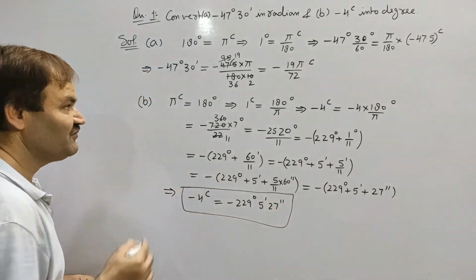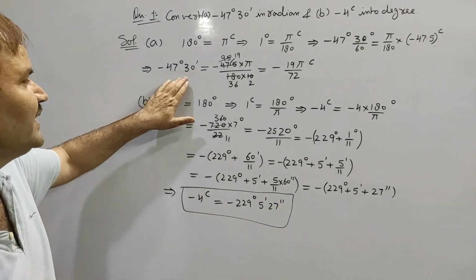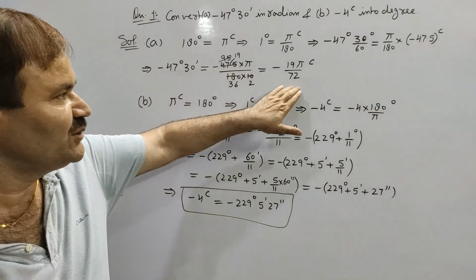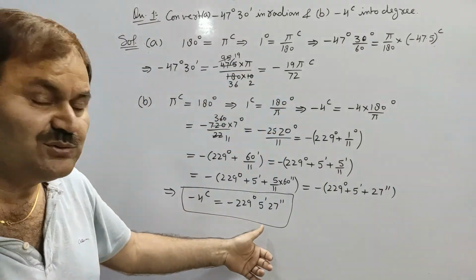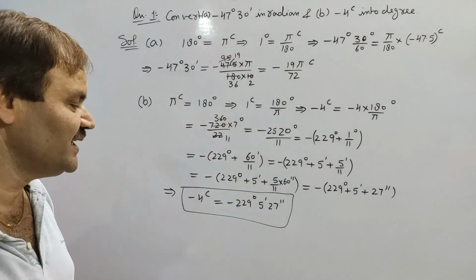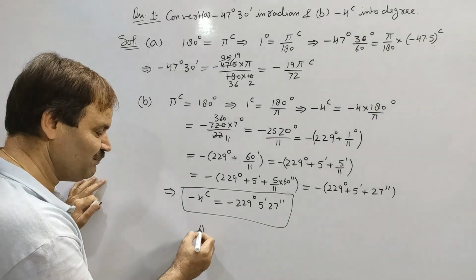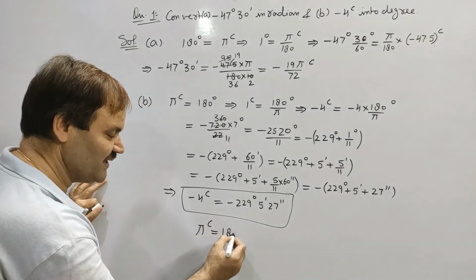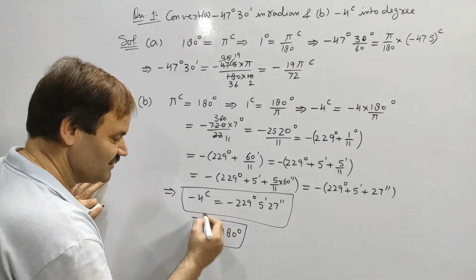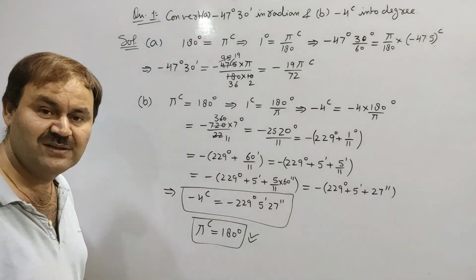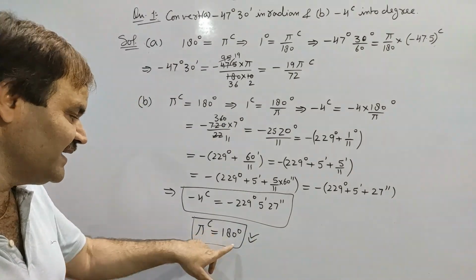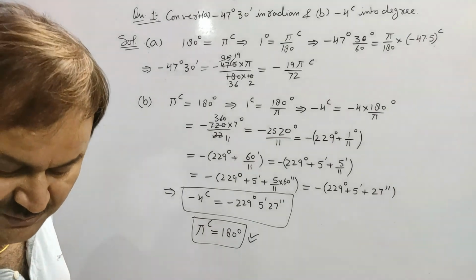In this way we can convert either degree into radian or radian into degree using the conversion factor that pi radian is equal to 180 degree. Only this relation is to be used to convert either radian into degree or degree into radian.